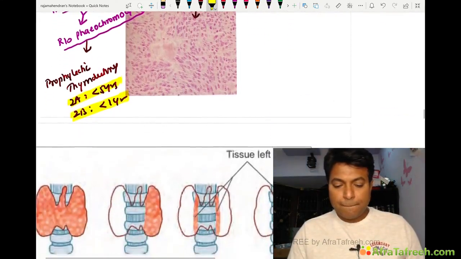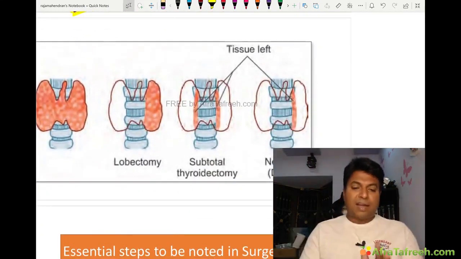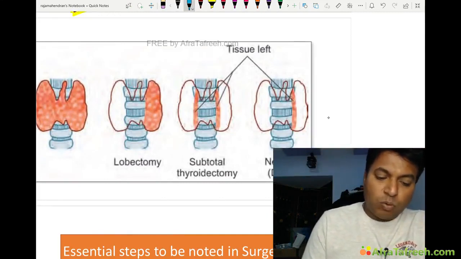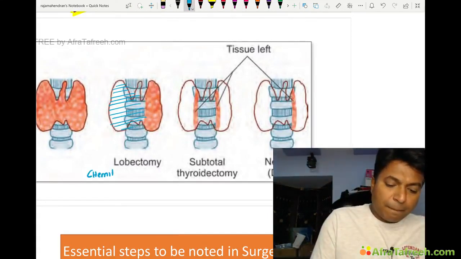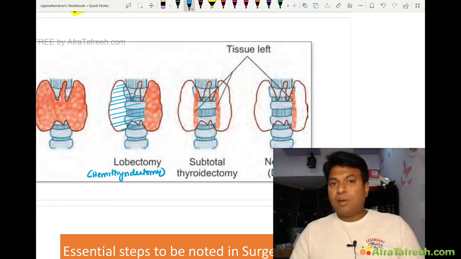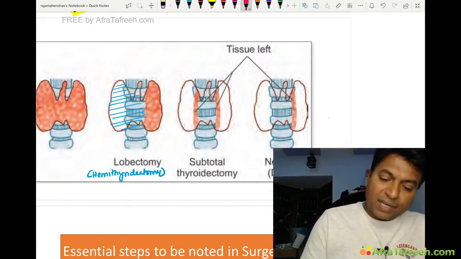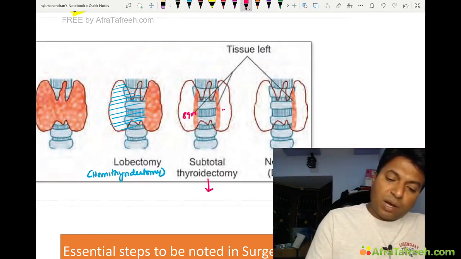Okay. So some of you asked a doubt in the beginning itself. This is from Bailey and Love. Lobectomy means we remove one lobe of the gland along with the isthmus. It was the old name known as hemithyroidectomy. Many points will be wrong in Bailey and Love, but examiners will not know that. You have to follow blindly what is there in Bailey and Love. For example, subtotal thyroidectomy is leaving 8 grams of tissue on both sides.